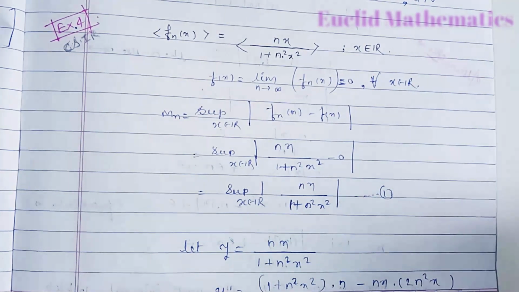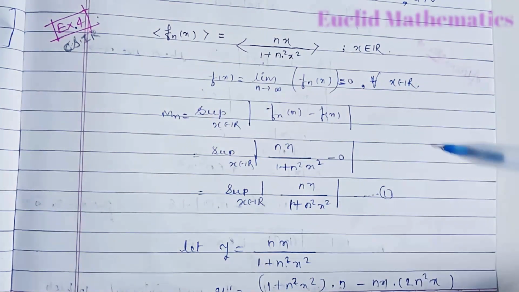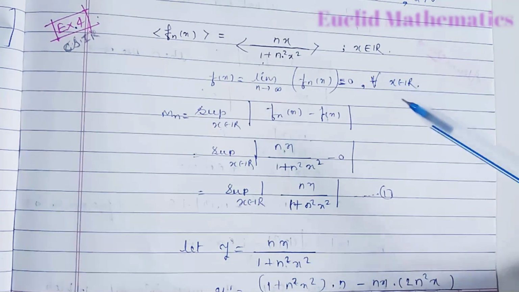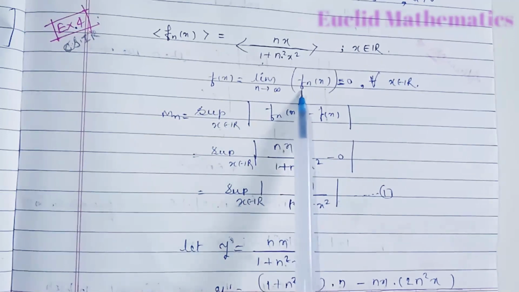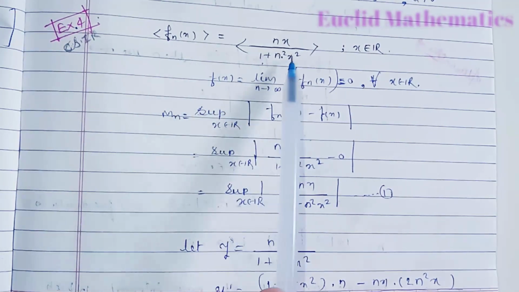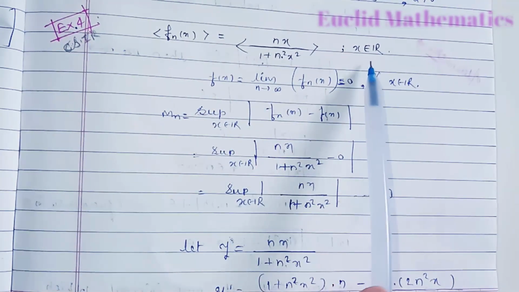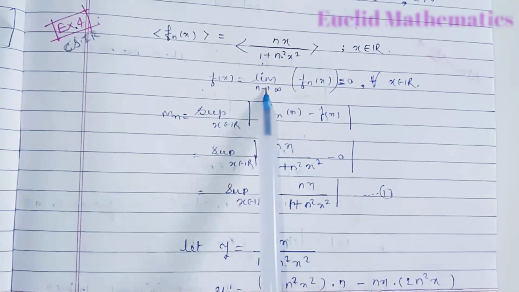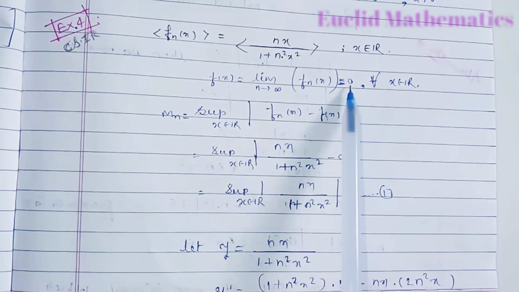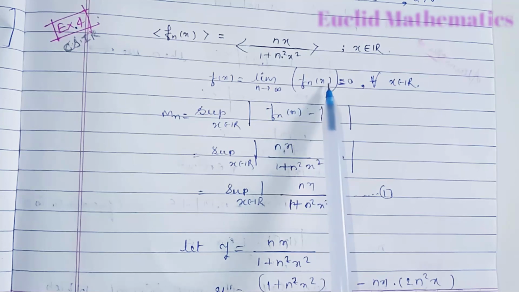We know that in our Mn test we first find the value of f(x). When we apply the limit n tends to infinity of fn(x), we get f(x). Here it is our sequence of functions and x is from the real numbers. So f(x) is the limit n tends to infinity of fn(x), and when we apply the limit we get 0.